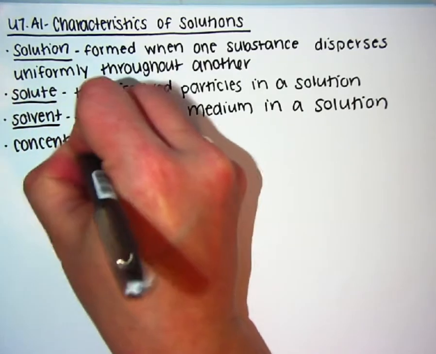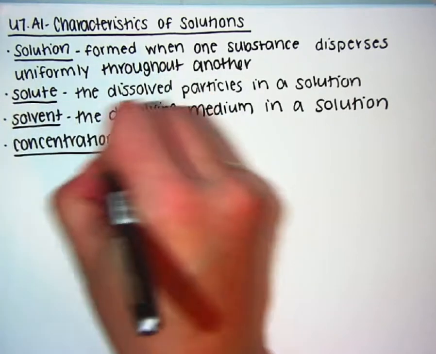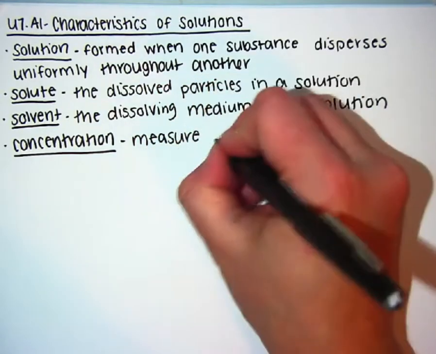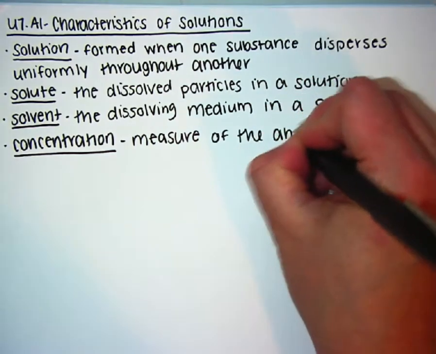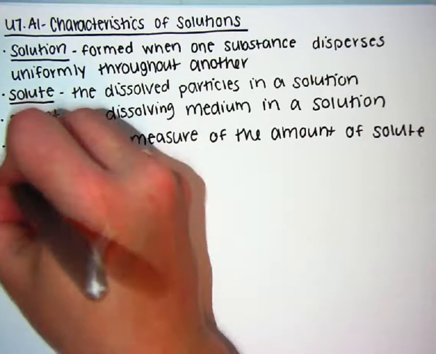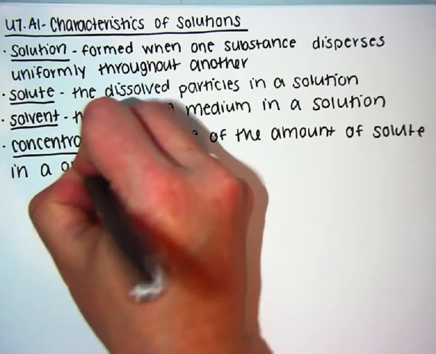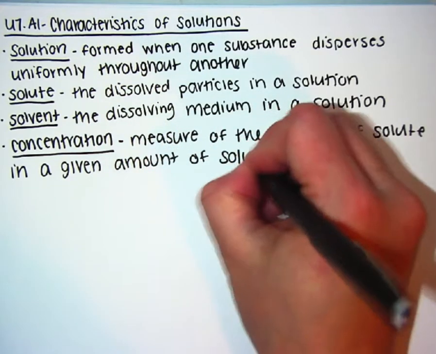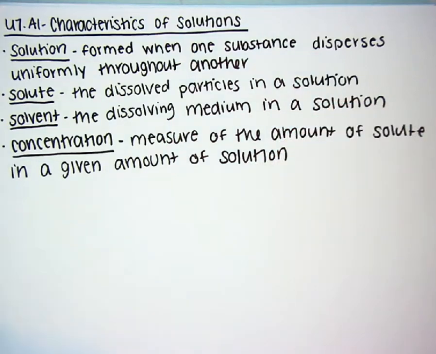In Unit 7, we're going to talk a lot about concentration. Concentration is the measure of the amount of solute in a given amount of solution. So let's say I had a liter of solution. The concentration would tell me how much solute I have per that 1 liter of solution. The more solute you have, the more concentrated that solution would be.